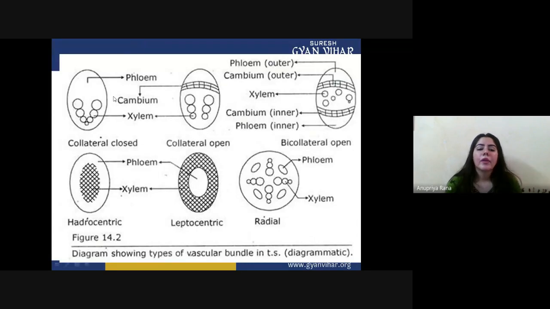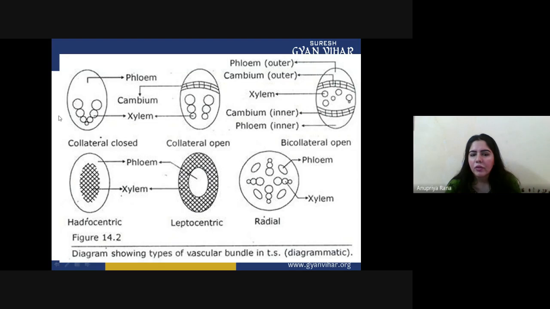This is collateral closed, present with each other. Phloem will be here, xylem will be here, and closed. So it is called collateral closed. If they have cambium in between them, with xylem here and phloem here, they will be called bicollateral closed. You can see this diagram. Collateral closed means just one gap in between them.